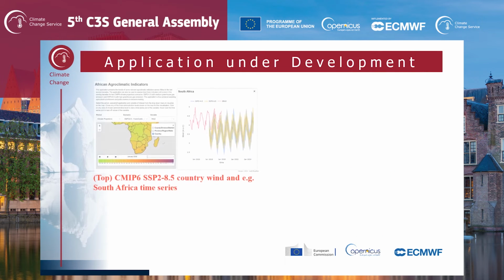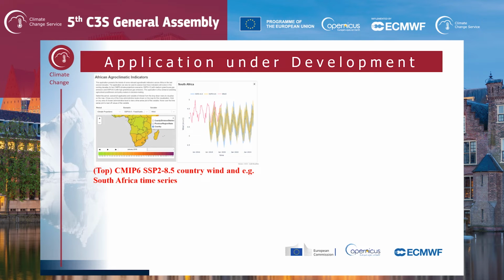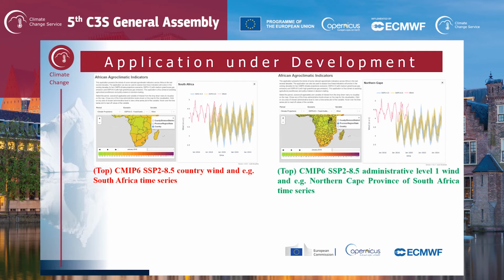And then for the second scenario, SSP5 8.5, here I chose South Africa and the wind. Here you can see the area averages on the left and the time series on the right. I have a province in South Africa, administrative level 1. We have the wind, the time series on the right, and then area averages on the left.